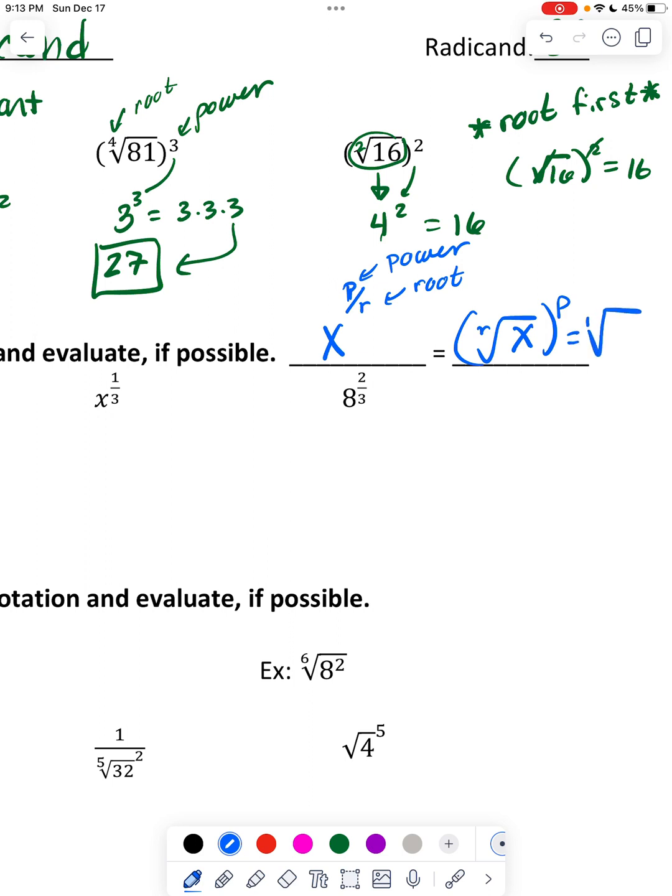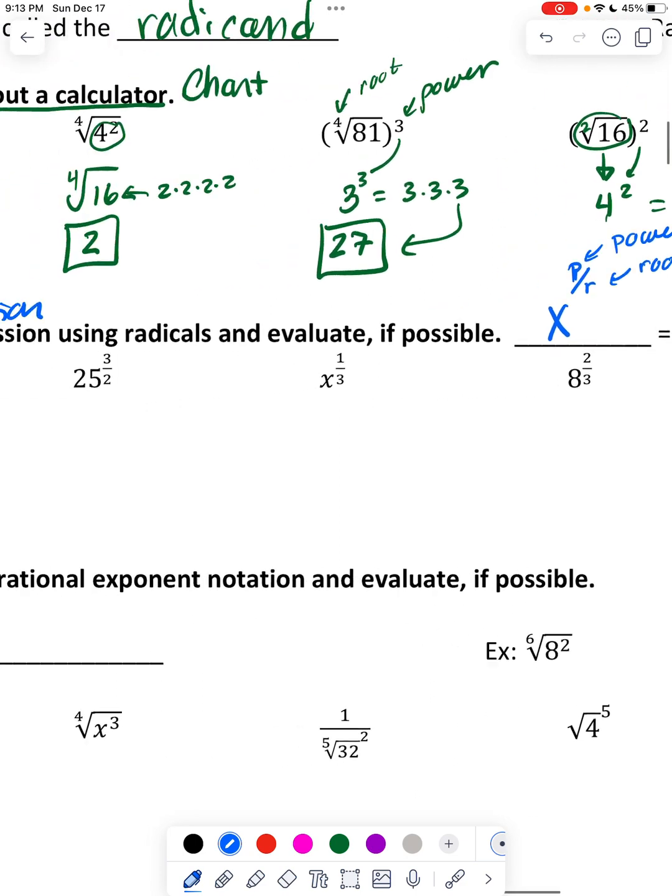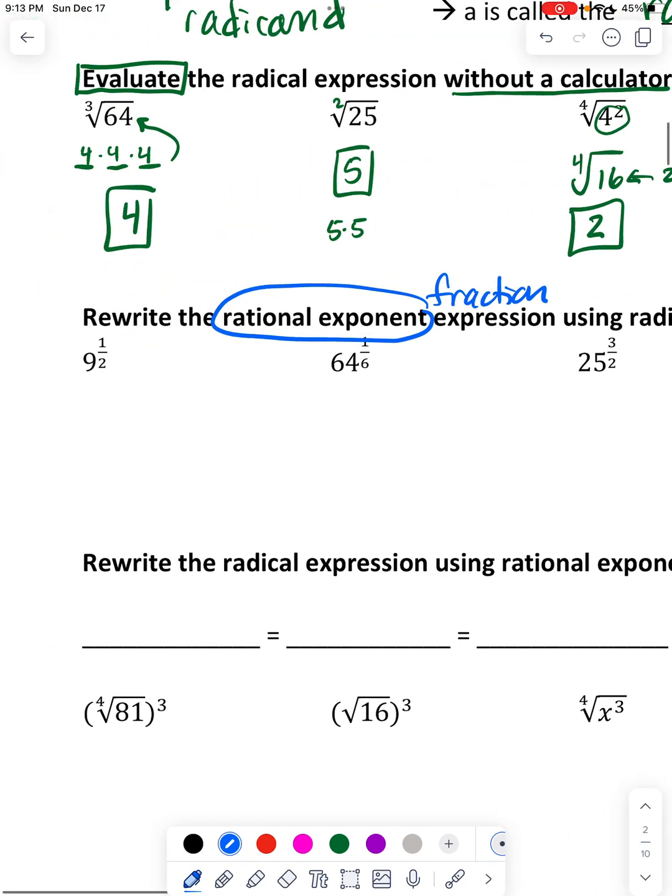Sometimes they have it written where the power is on the inside. But either way, you can rewrite it as a fraction power, or you're going to have to, unfortunately. Got to be able to go back and forth. But I would, again, remind you that it's probably best when you're finding the answer to do the root first. So here, this is my root index, and this is my power.